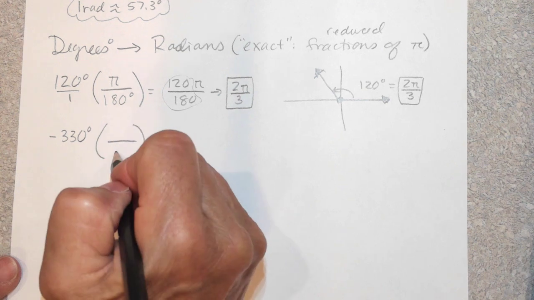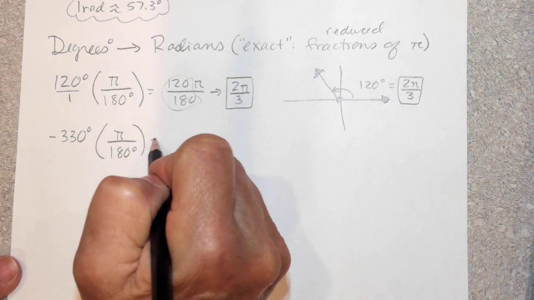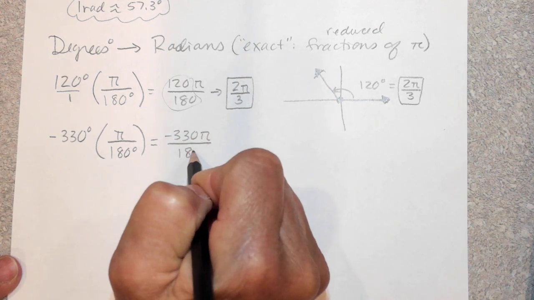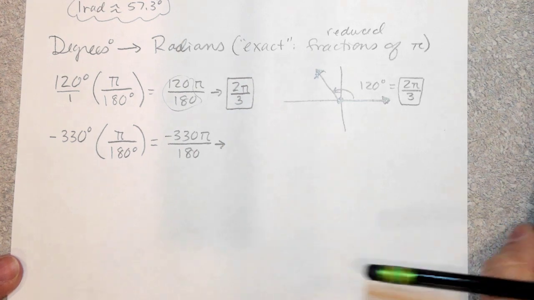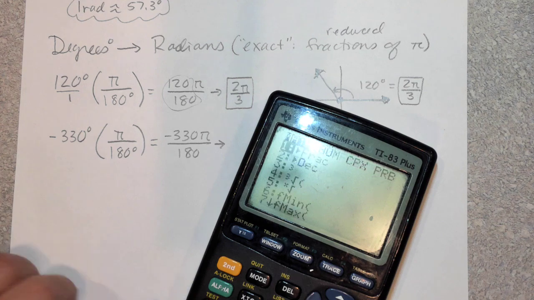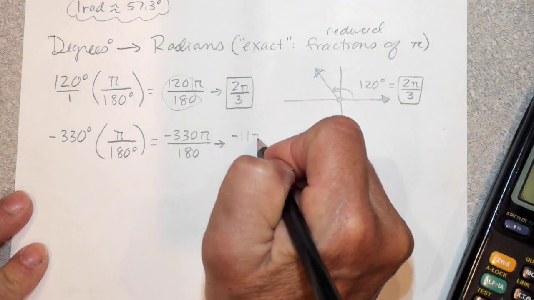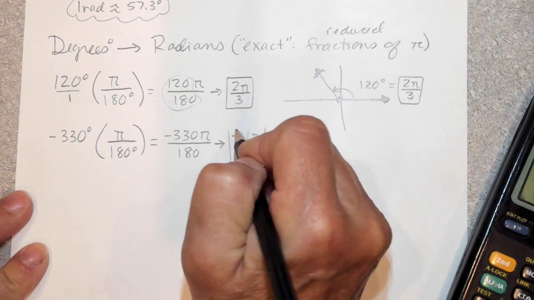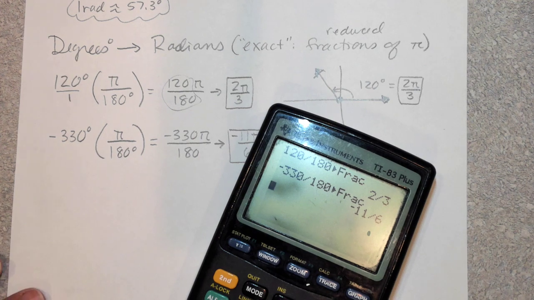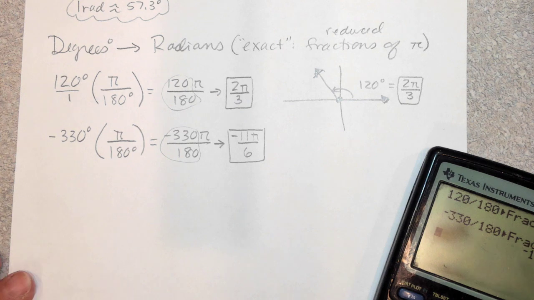But again, I have degrees, so the degree part goes on the bottom, radian part goes on the top. I have my negative 330 pi over 180, and then I'm looking to reduce that, so I let my calculator do its thing. Math, enter, enter. I'm at negative 11 pi over 6. So I don't use the pi when I go to do the reduction of my numbers on the calculator, but I have to remember that it is a part of my answer because I really just simplified this fraction.